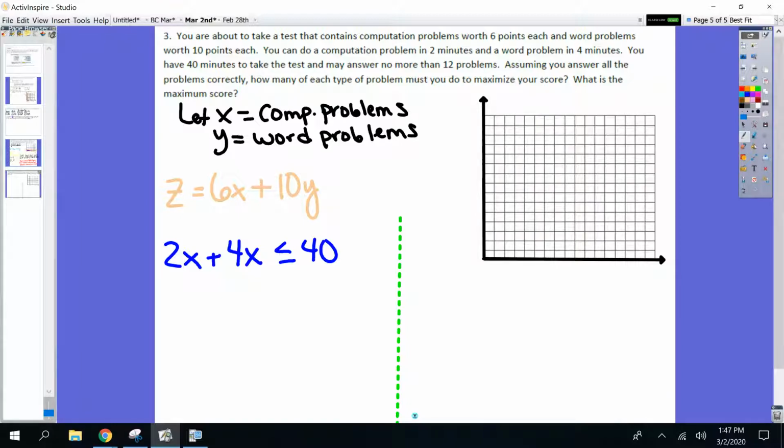And then there's one more restriction. You can't do more than 12. No more than 12 problems. Okay, so something is going to be less than or equal to 12. x plus y, got it. Guys are on fire on this one. I like it.